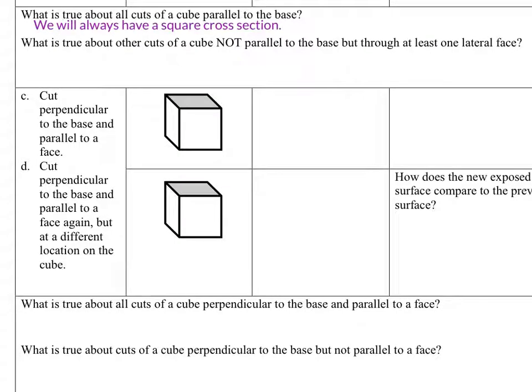So the second part, what is true about other cuts of a cube not parallel to the base but through at least one lateral face? Again, these will always give us squares as well. Alright, let's move on to this next one.